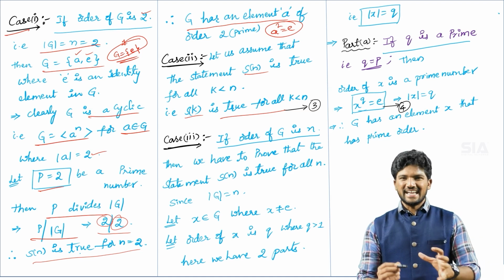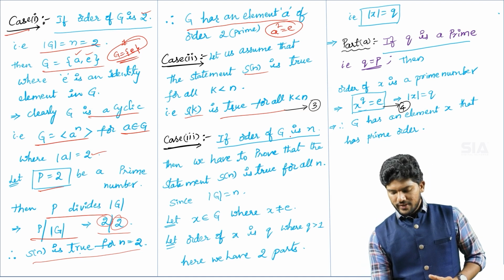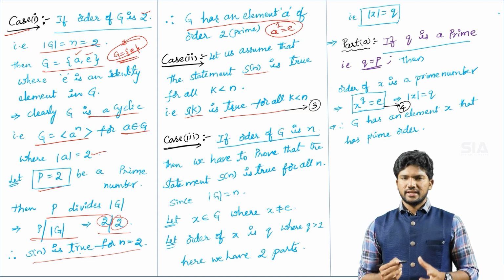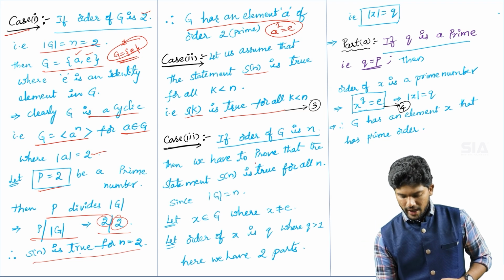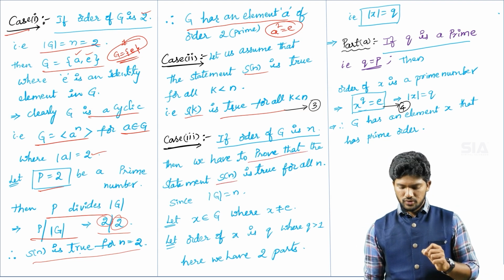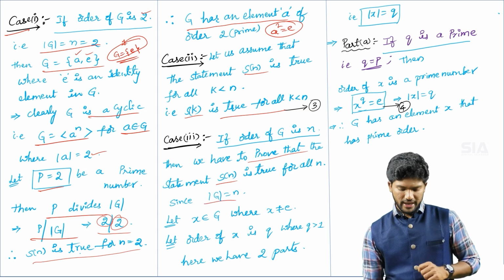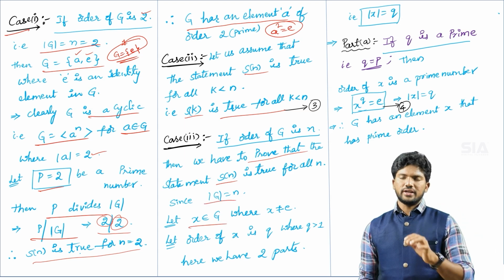Okay, now case 3, if the order of capital G is small n. So now in case 3 we are taking that the order of group G is small n. Then we have to prove that the statement, that is S of n, is true for all n. So since mod G is equal to n, now we have to take one element.